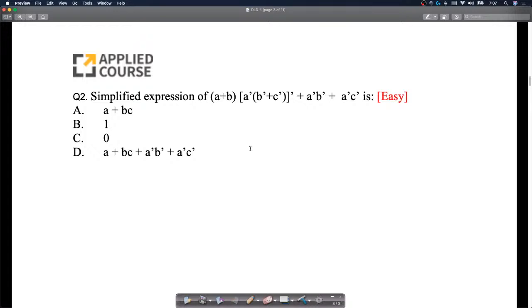Again, this is a simple problem, fairly easy. You can solve this very fast if you know the basic rules of Boolean algebra. Again, we are starting with a few easy problems to warm you up. Digital logic design is often easy in GATE. You don't get very hard questions from these topics. It's also fairly scoring if you know all the concepts.